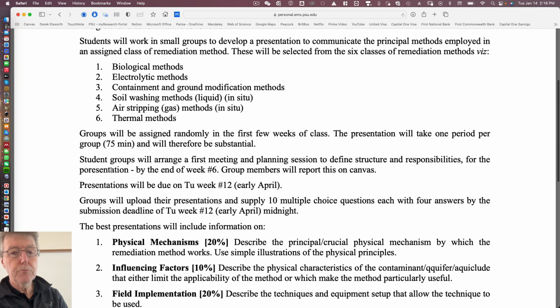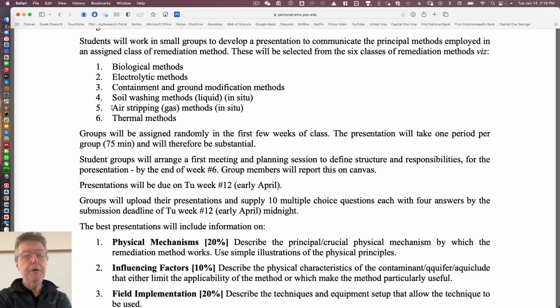Can speak more about that. I will say, and I don't know why, I've said this many times, one of these soil washing, air stripping, and soil washing methods, some talk about doing this ex situ. This is an in situ class. So if you're doing 4 or 5, do it on material that's relevant to this class.